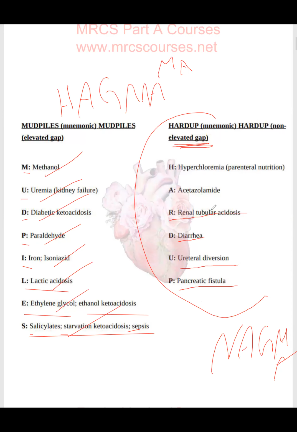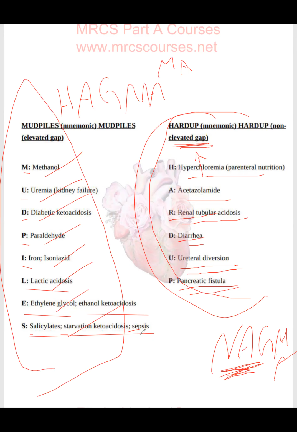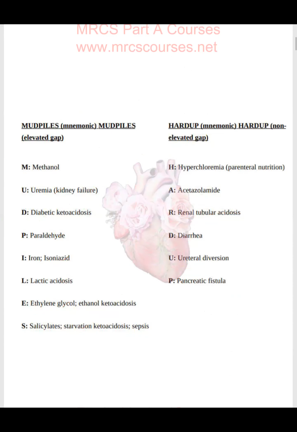So hyperchloremia due to TPN, acetazolamide use, okay, renal tubular acidosis, diarrhea, and ureteral diversion and pancreatic fistulas. All of this, we lose bicarb, okay? We increase the HCl. All of that will cause normal anion gap because it will never affect the unmeasured anions. So keep this in mind: MUDPILES and high anion gap, and this normal anion gap metabolic acidosis. You have to keep all of this in your mind, okay?